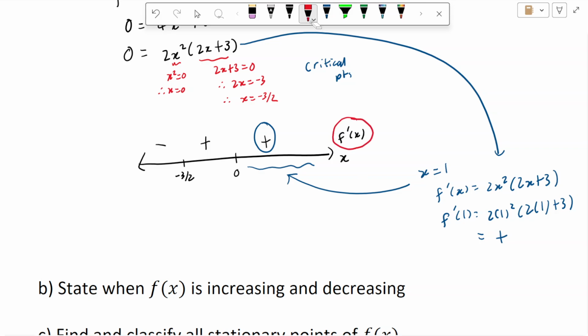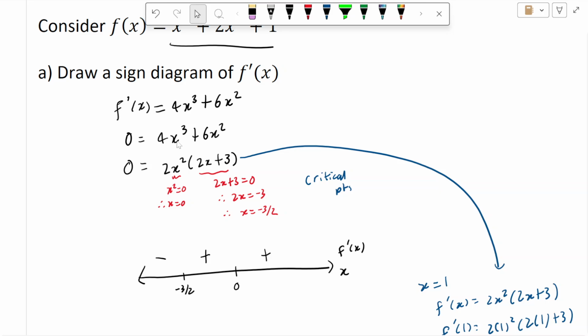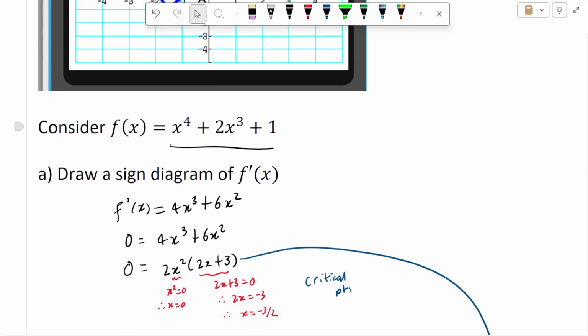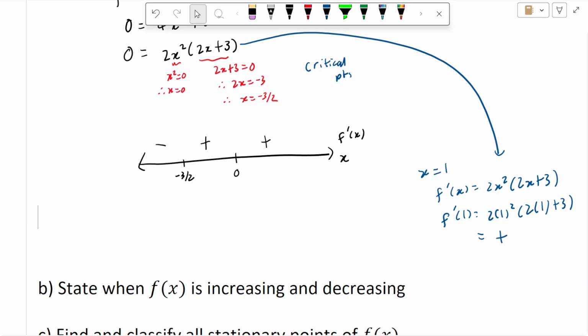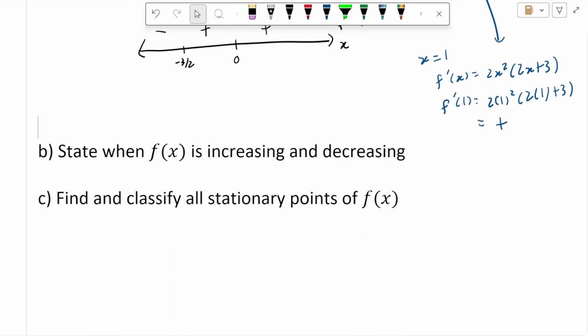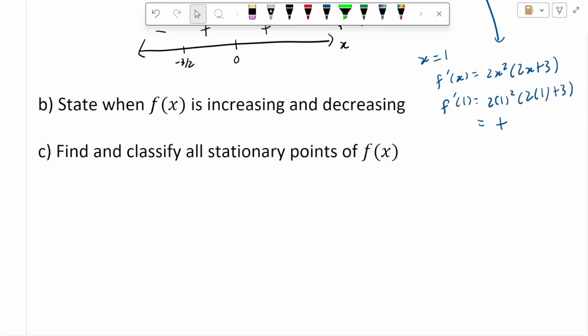We're making a sign diagram of f dash, that means we plug it into f dash. Now, I'm not silly, I well and truly understand that we're probably just going to look at the slopes to fill in these numbers, and that's fine pretty much all the time. All right, next we're going to state when f of x is increasing and decreasing.